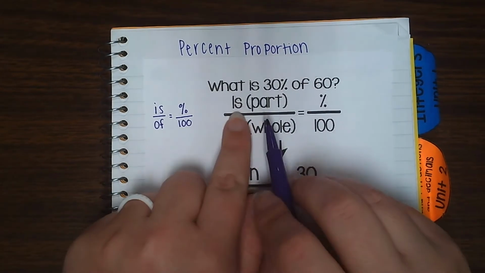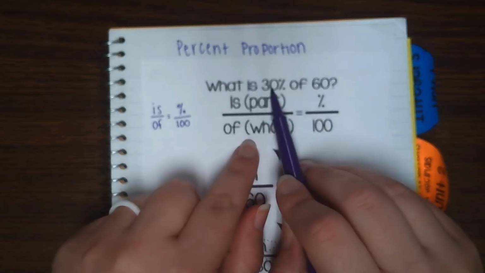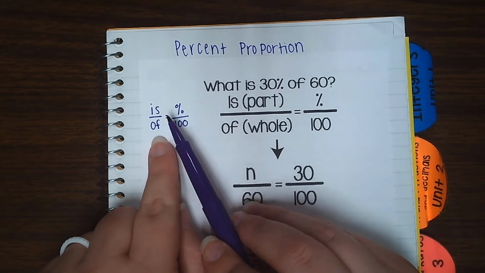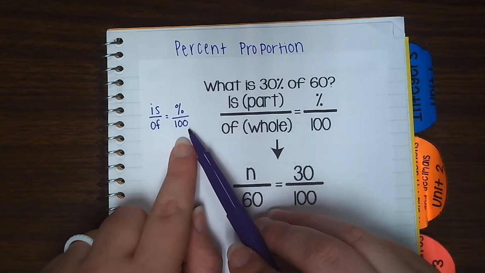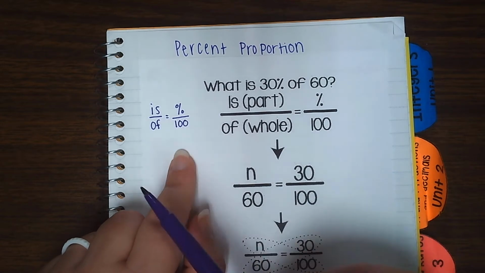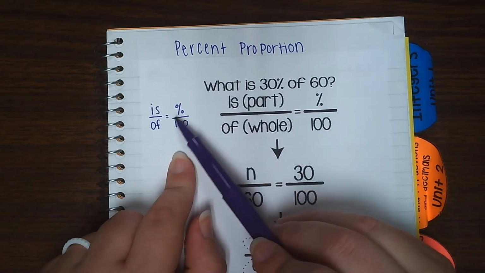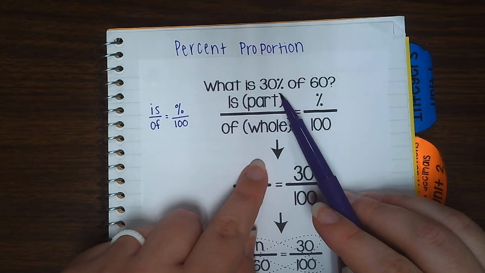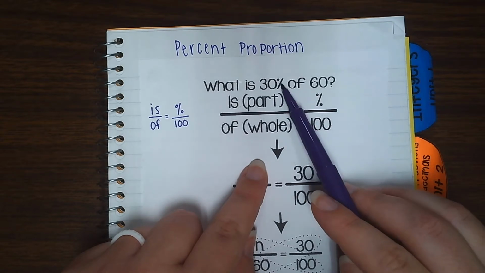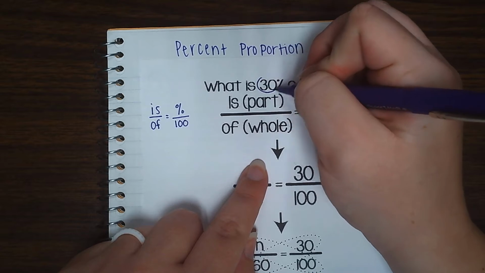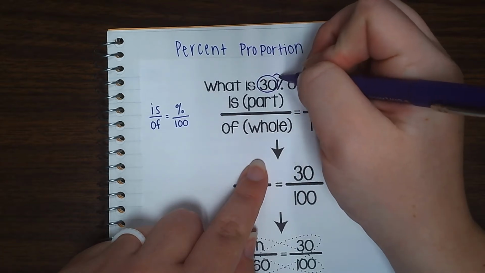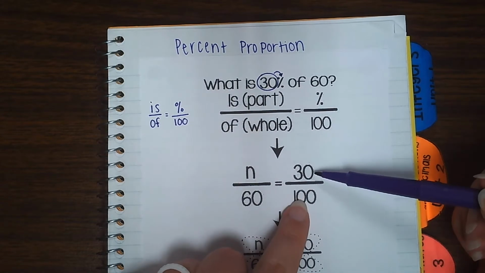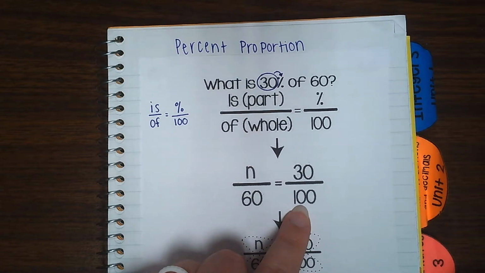So what does that mean? Here is my sentence. It says, what is 30% of 60? Okay, so if I memorize this, is over of equals percent over 100, I have 3 missing numbers. My is, my of, and my percentage. The very first thing I want to do is see, do I have a percent sign? Yes, I have a percent sign. So I know that this number goes to my percent, and the percent goes over 100. So you can see here they've put 30 over 100.